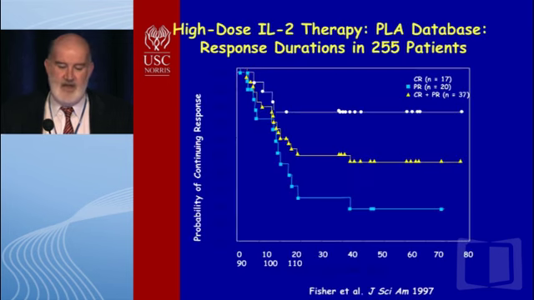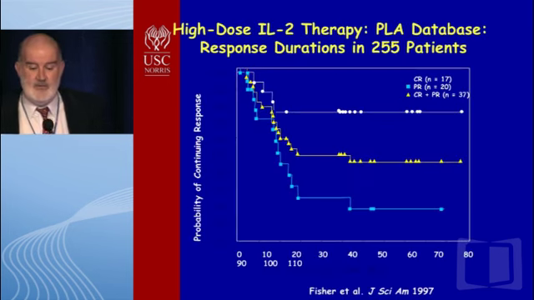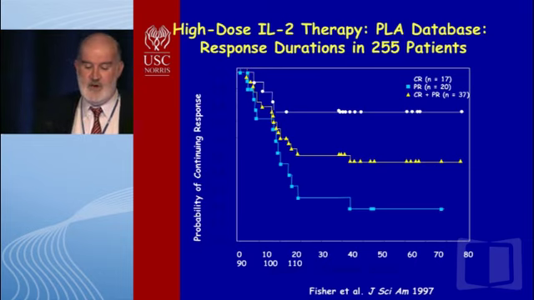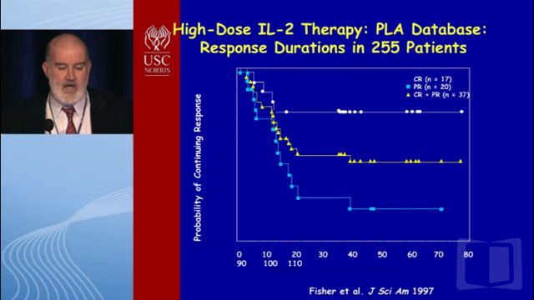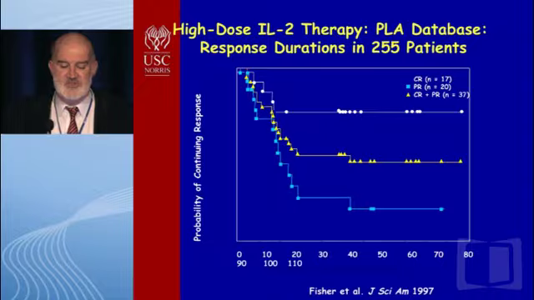So how do we select? Well, we go back to this data, which is now more than 20 years old, and we look at why high-dose IL-2 was approved. And you can see here the reason it was approved was it produced durable responses and cures in those patients who got a complete response.